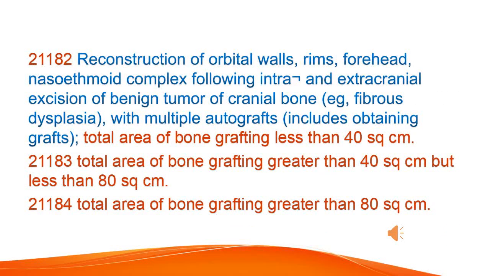Reconstruction of orbital walls, rims, forehead, nasoethmoid complex following intra- and extracranial excision of benign tumor of cranial bone, e.g., fibrous dysplasia, with multiple autografts, includes obtaining grafts. Total area of bone grafting less than 40 sq/cm. Total area of bone grafting greater than 40 sq/cm but less than 80 sq/cm. Total area of bone grafting greater than 80 sq/cm.